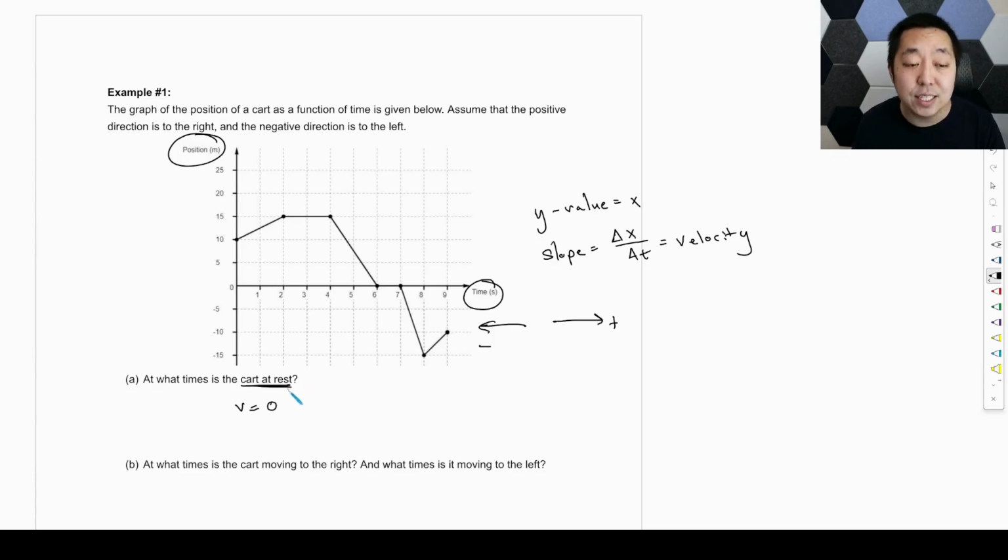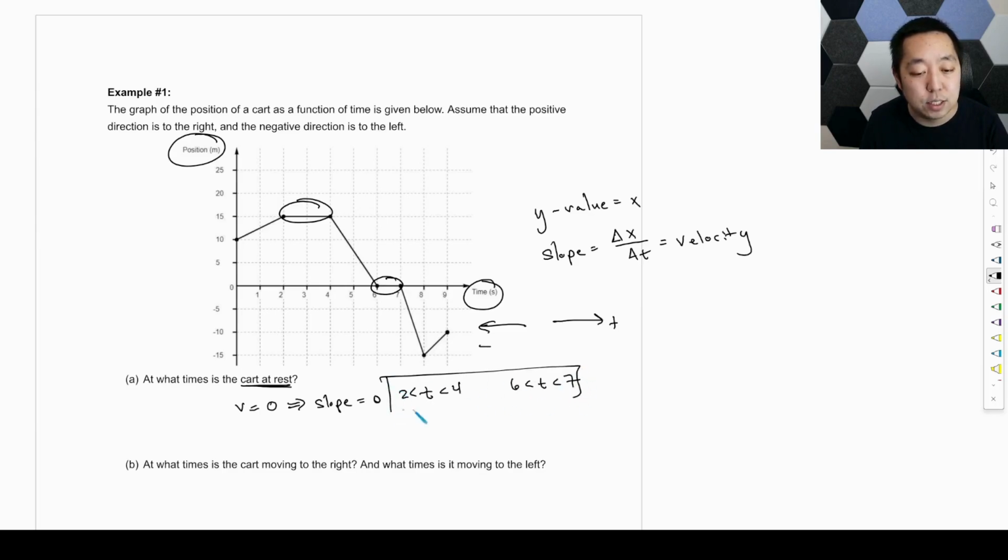So if the velocity is 0, and we know the slope is the velocity, we're looking for times where the slope of this position versus time graph is 0. And a slope of 0 is a horizontal line. So segments here and here, between 2 and 4, and between 6 and 7, is where the velocity is 0 because the slopes are 0. Everywhere else has some slope.